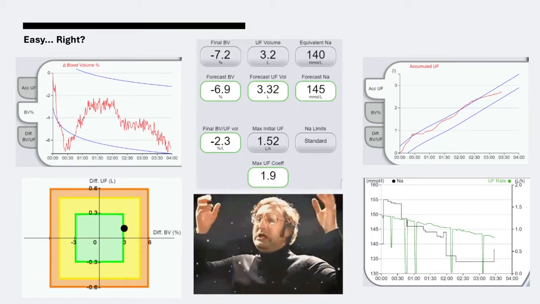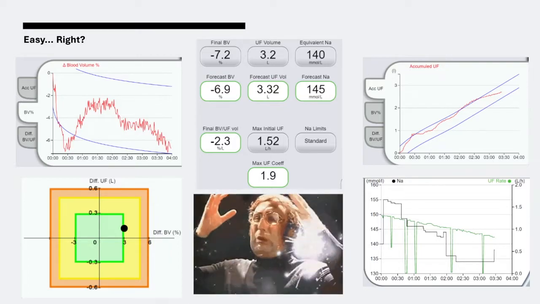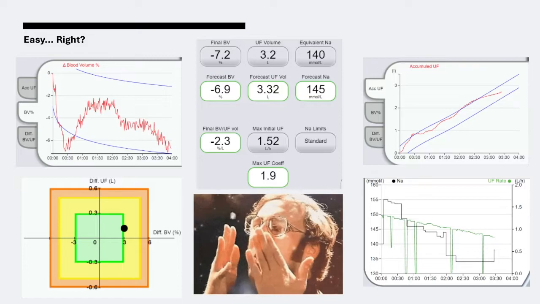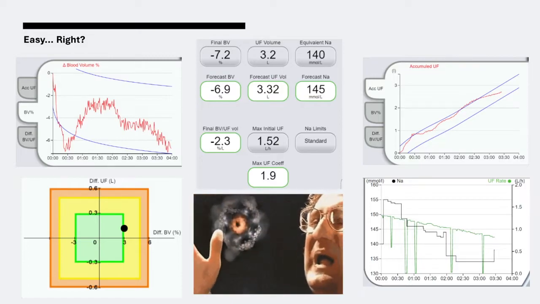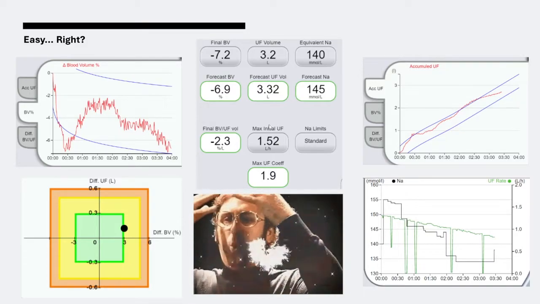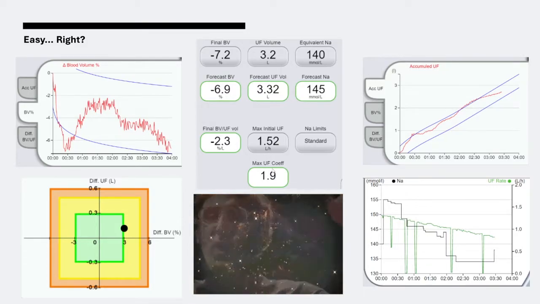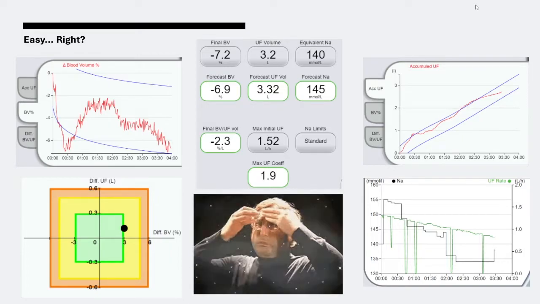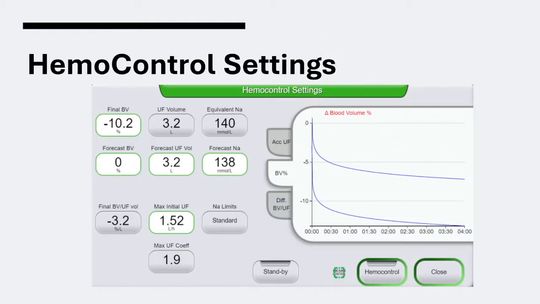Looking at all the different screens that accompany HemoControl, I think is another point where people get really overwhelmed. There's just, again, so many graphs, so many numbers, there's forecast values, there's input values, there's max initial UF and coefficients. It can be kind of a nightmare. So like I said, we're just going to take it one step at a time and break it down.